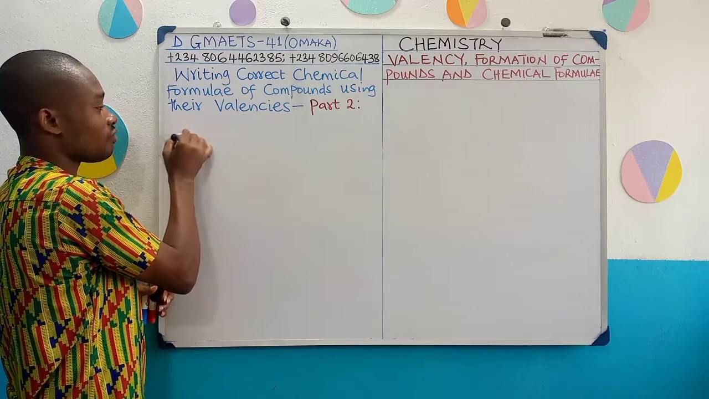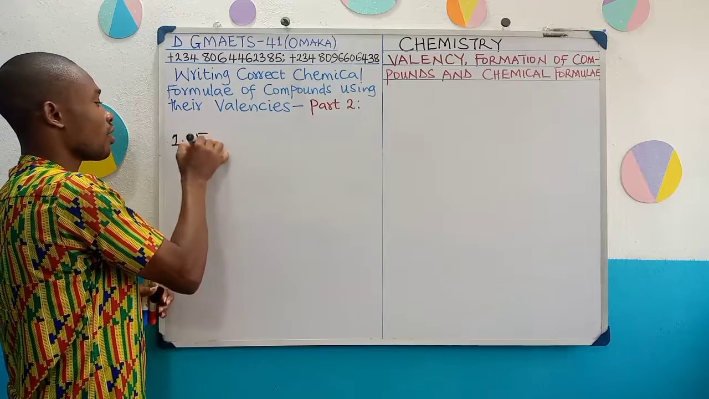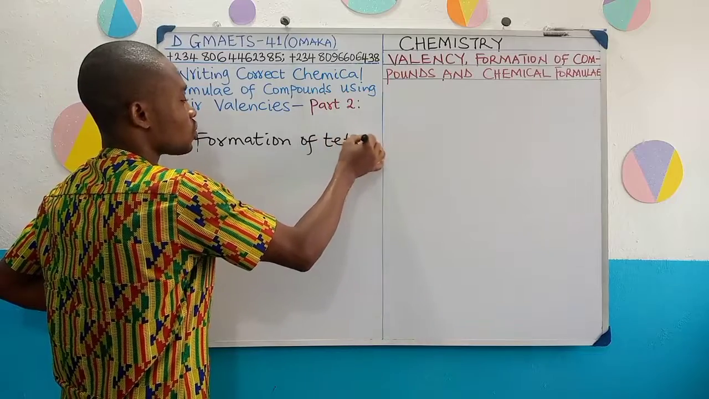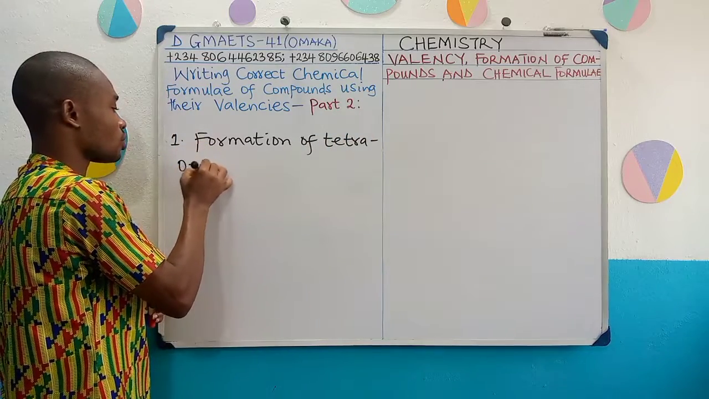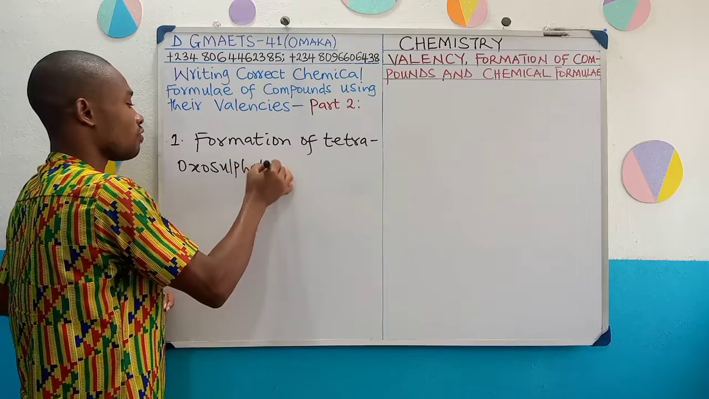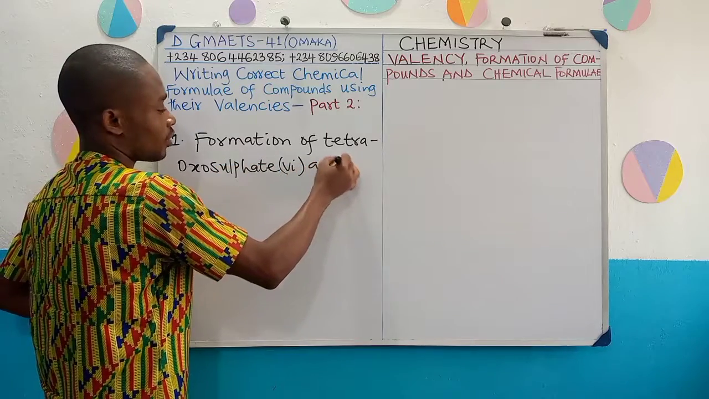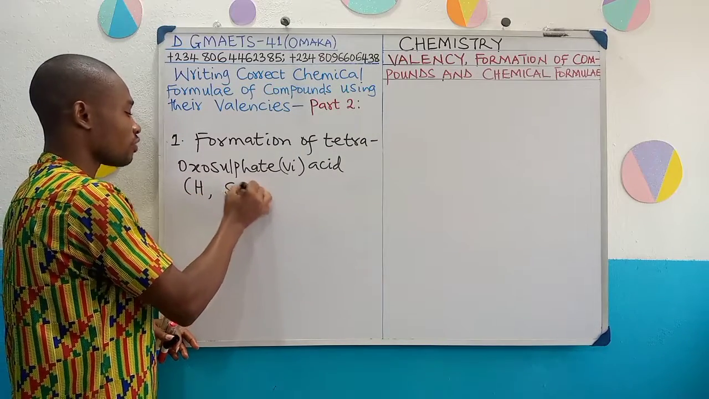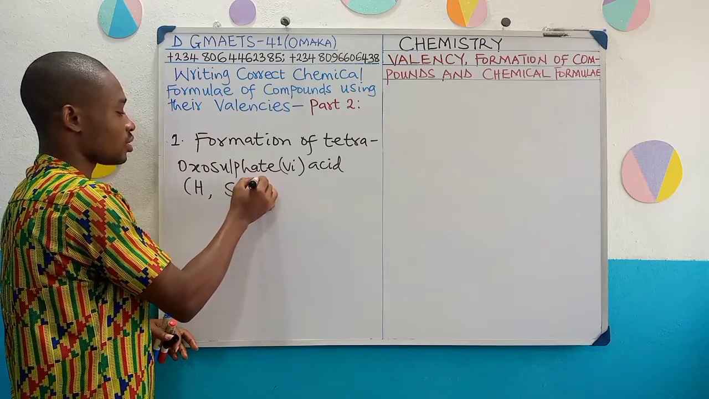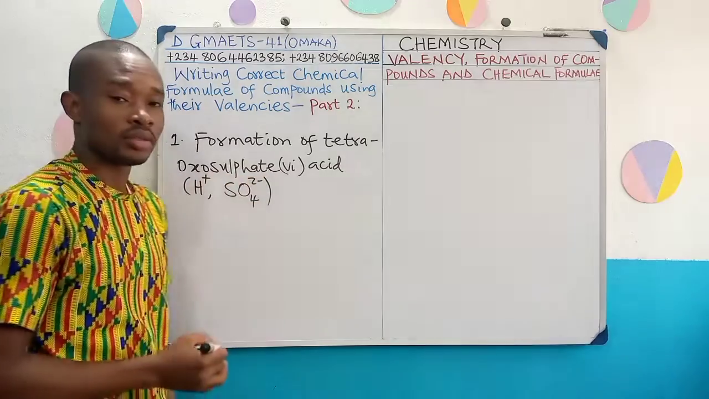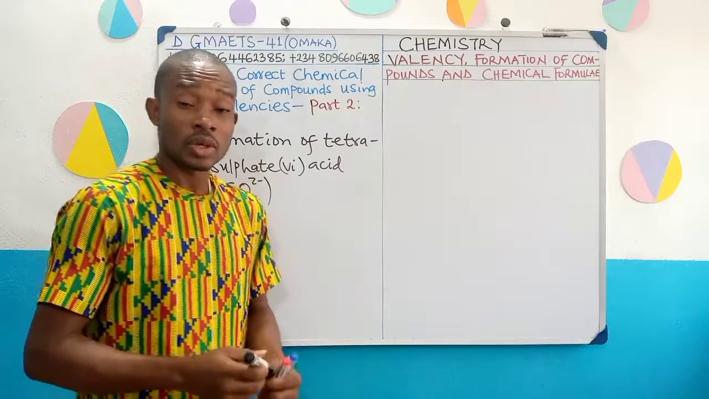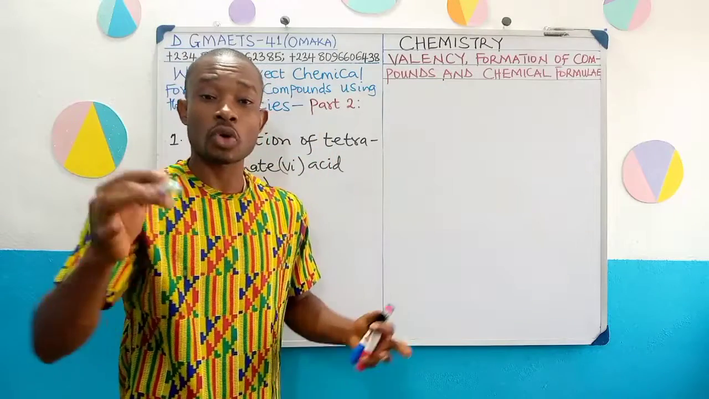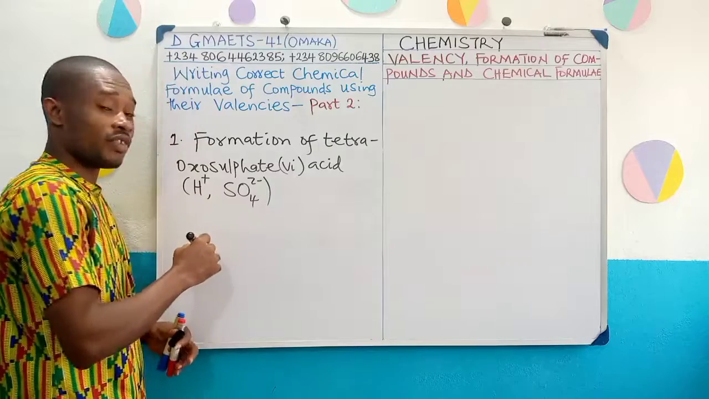Number 1: formation of tetraoxosulfate 6 acid. Like I said, the compound contains hydrogen, sulfur, of course SO4 2-. These are the things it contains: hydrogen ion, and then the SO4 2-. So we're going to use this to see how the compound is formed. Tetraoxosulfate 6, is it just HSO4 or is it something else? We're going to find out and see.